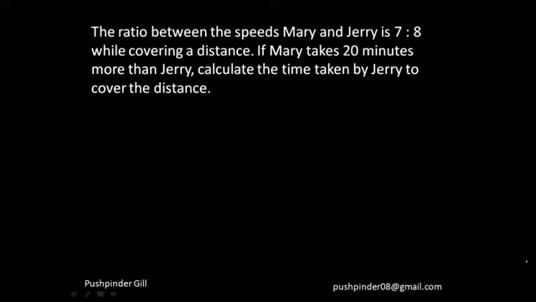The ratio between speeds of Mary and Jerry is 7:8 while covering a distance. If Mary takes 20 minutes more than Jerry, calculate the time taken by Jerry to cover the distance. Alright, now if you see, the ratio of the speeds is given, right? And they're covering the same distance. That means distance is constant in this scenario. See, if you have observed, in every question I analyze which thing is constant. You have to take care of that, because then your question's framework would be right.